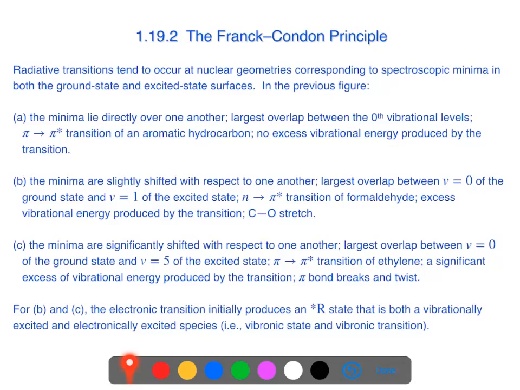So in summary, for cases B and C, the electronic transition initially produces an R star state that is both a vibrationally excited and electronically excited species. We refer to this state as a vibronic state, and we refer to the transition as a vibronic transition.